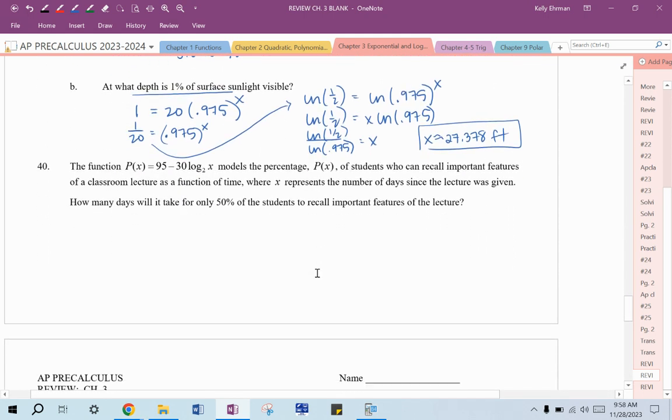All right, new function. The function p of x models the percentage p of x of students who can recall important features of a classroom lecture as a function of time. X represents the number of days since the lecture was given. How many days will it take for only 50% of the students to recall important features? So again, do I set this equal to 50 or 0.5? It's probably 50, right? If we plug in 1 for x, log base 2 of 1 is 0. So when x is 1, p is 95, meaning after one day, 95% of the students recall important information. So we need to set this equal to 50.